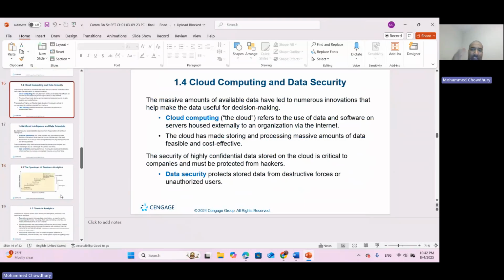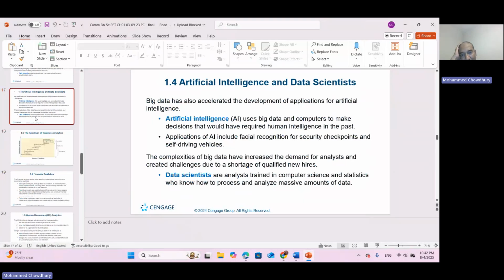Artificial intelligence and data science. Big data has also accelerated the development of applications for artificial intelligence. AI uses big data and computers to make decisions that would have required human intelligence in the past. Applications of AI include facial recognition for security checkpoints and self-driving vehicles.